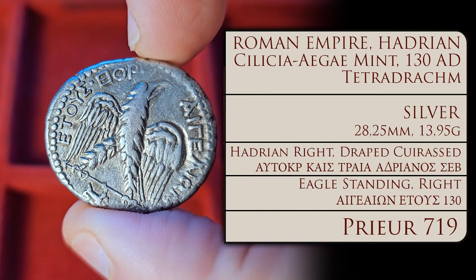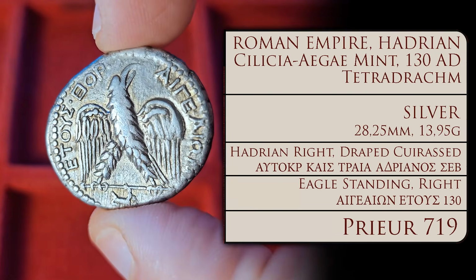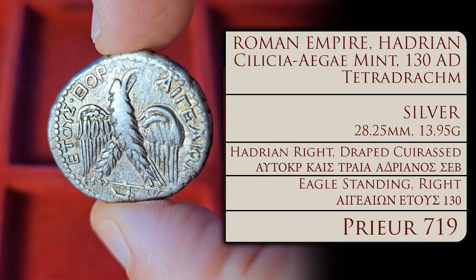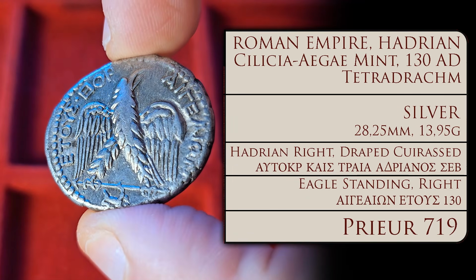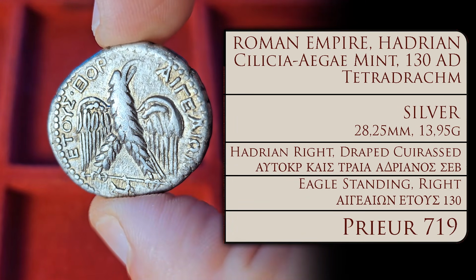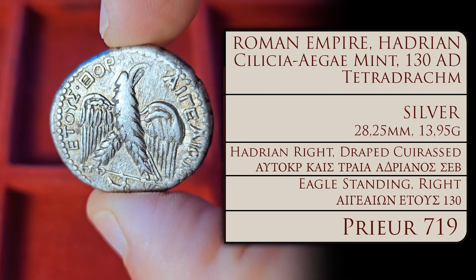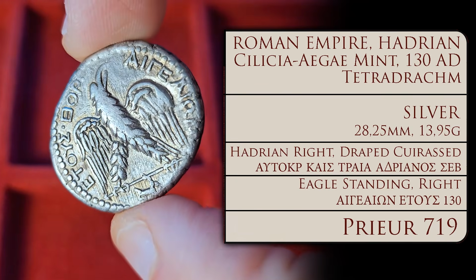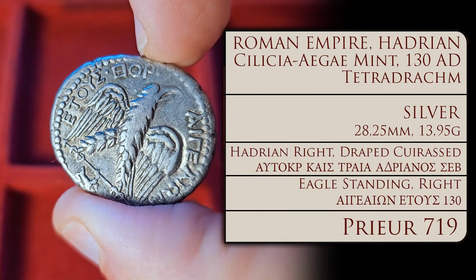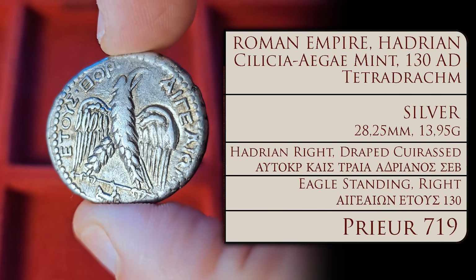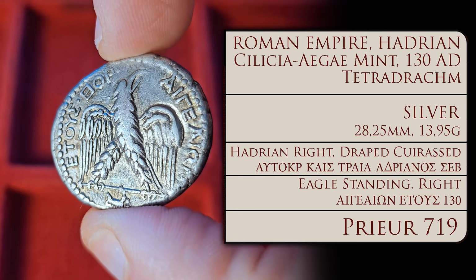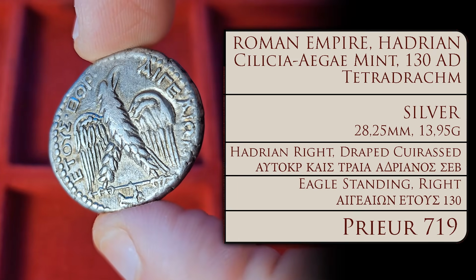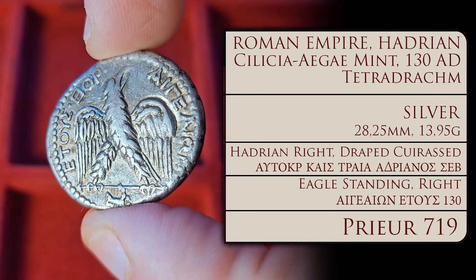Legends: Ethos 187, that's the local dating system, which would be translated to 130 AD in our Gregorian calendar. And finally, Aegaion, meaning of the people of Aigai. And last but not least, the catalog reference for this coin, Prier 719. We can see that this kind of coin is so different, in fact, that it is covered by an entirely different catalog, despite also being a Roman coin.